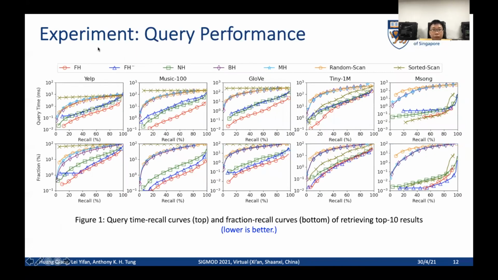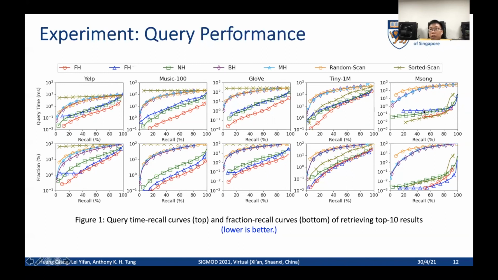In the first experiment, we study the query performance. Here we show the query time recall curve and the fraction recall curve in this figure. Here the red, blue, and green lines are the methods we propose, and the remaining 4 lines are the competitors. As you can see, the methods we propose, especially FH, are at least 3 to maybe 100 times faster than the best competitor, except on the dataset Mnist.